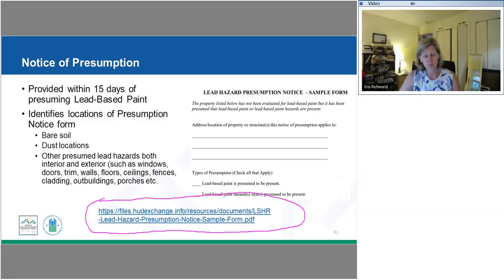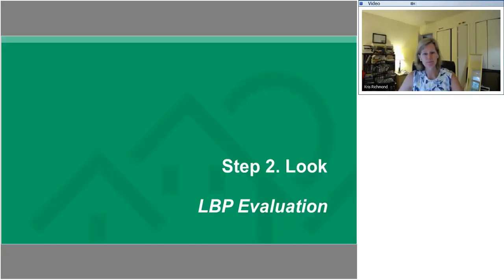So if you are doing presumption and you do not have a presumption notice, you want to make sure you start to incorporate one immediately. And we have a link here to a sample that you could use. So this is a notice of presumption. Now, if you are doing testing or risk assessment, you would do a notice of evaluation, and Les will talk about that after he talks about the different testing methods.